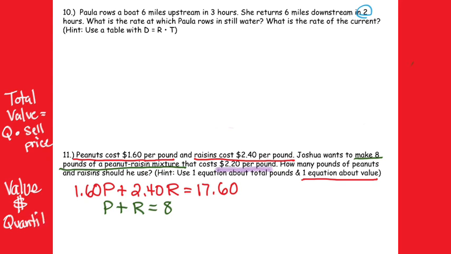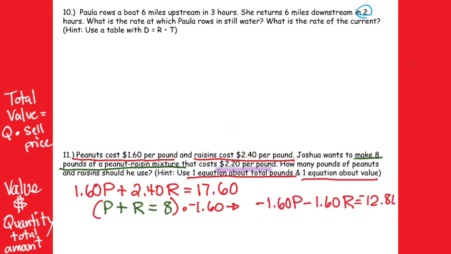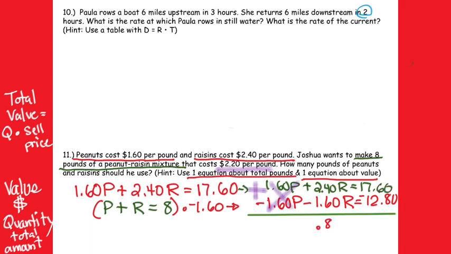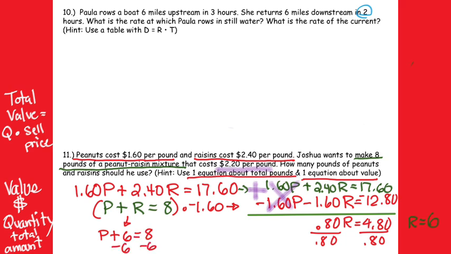And now you just can go ahead and solve using elimination. Again, I like to eliminate the smallest thing, so that would be the peanuts. And I use the opposite value to distribute to everything in the equation. And I isolate the raisins, and I find that we're going to have a very raisin-heavy 6 pounds, which means that the peanuts have to be 2 pounds.